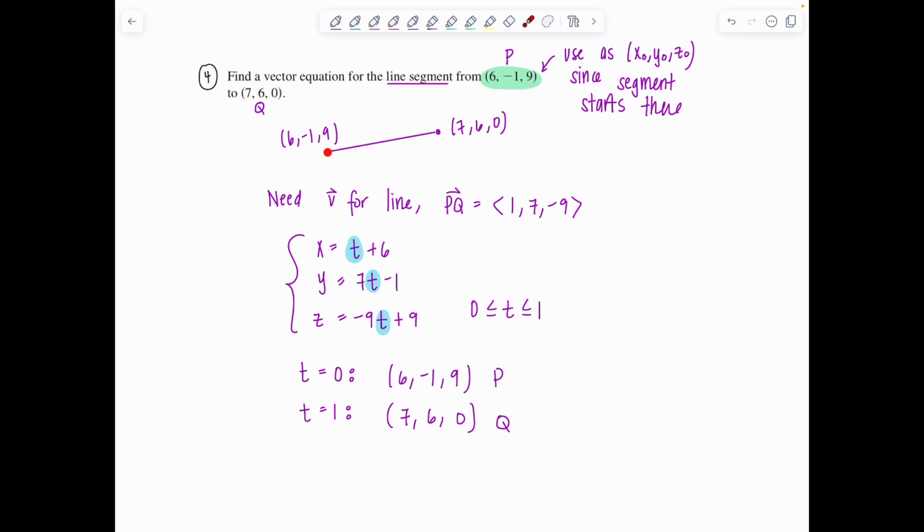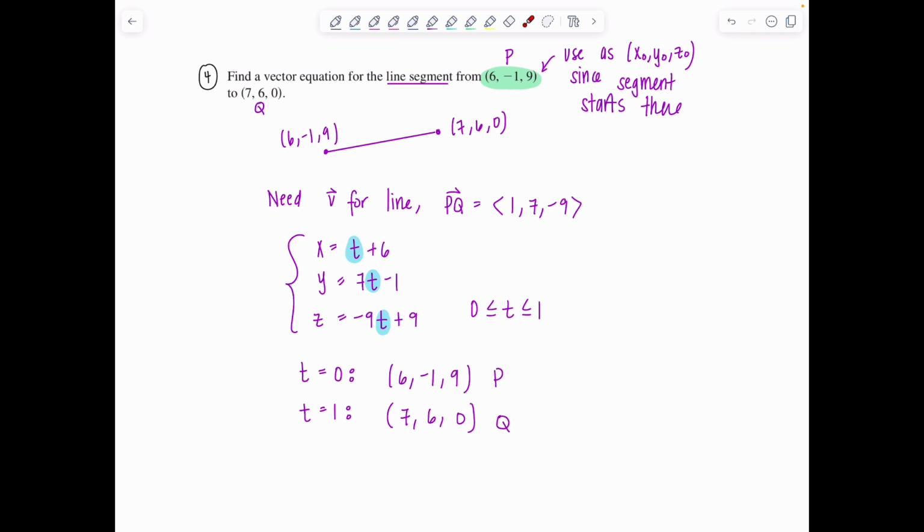And then because we used these 2 points, P and Q, to make the direction vector, when I cut off t at 1, it's going to take me all the way to that second point Q. And that's how we get that line segment. So I don't usually check that t equals 0 gives me the first point, t equals 1 gives me the second point, because I'm pretty comfortable with this process, but feel free to just double check as much as you need.